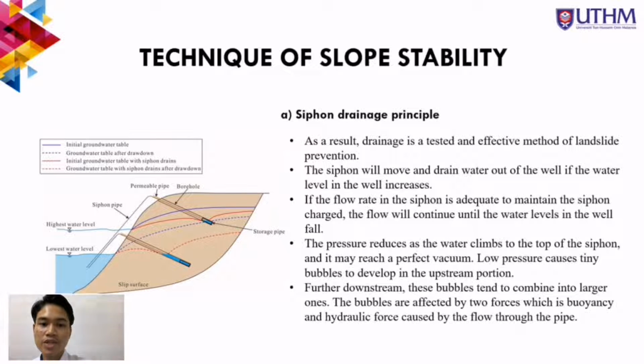The pressure reduces as the water climbs to the top of the siphon and it may reach a perfect vacuum. Low pressure causes tiny bubbles to develop in the upstream portion. Further downstream, these bubbles tend to combine into larger ones. The bubbles are affected by two forces, which are buoyancy and hydraulic force caused by the flow through the pipe.